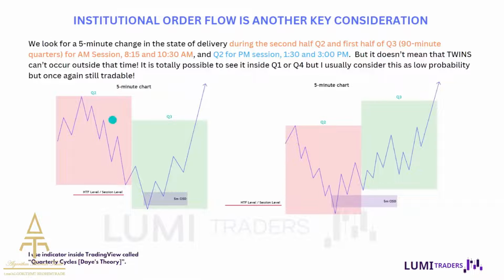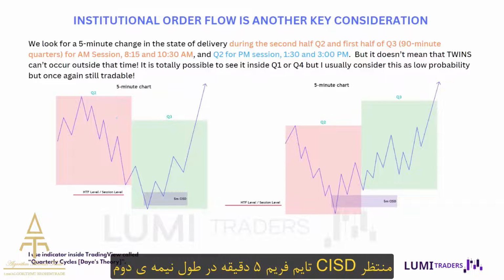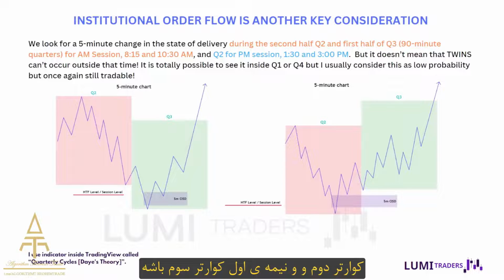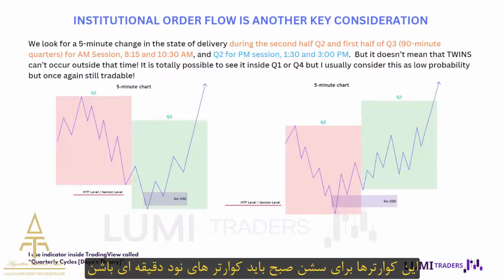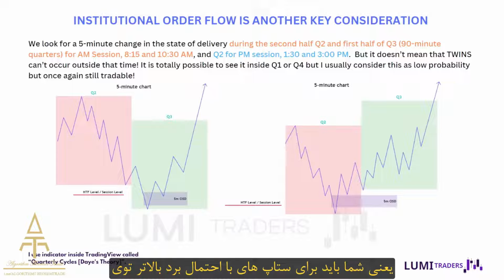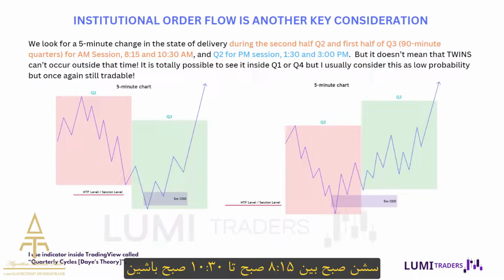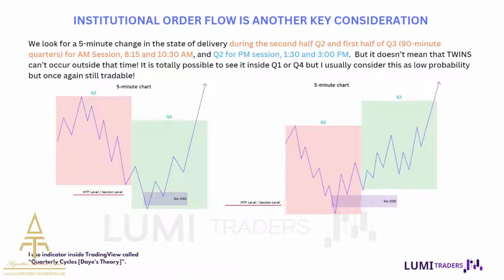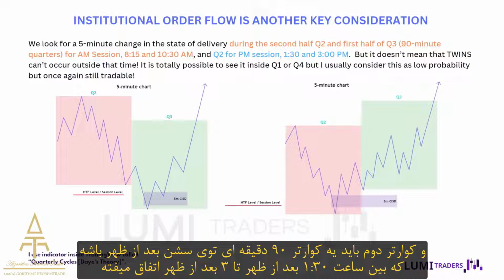Next, we look for 5-minute change in the state of delivery during the second half of quarter 2 and first half of quarter 3. These quarters must be 90-minute quarters for AM session. This means you look for high probability twin setup during AM session between 8:15 and 10:30 AM. And quarter 2, once again 90-minute quarter for PM session between 1:30 PM and 3 PM.